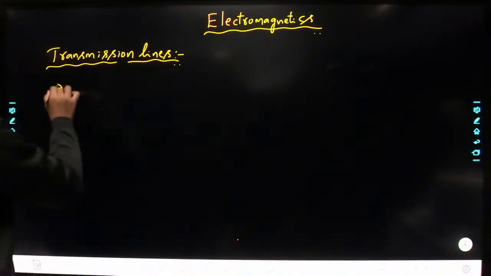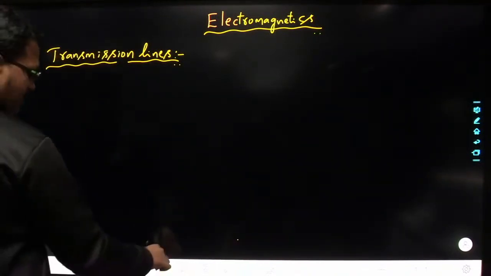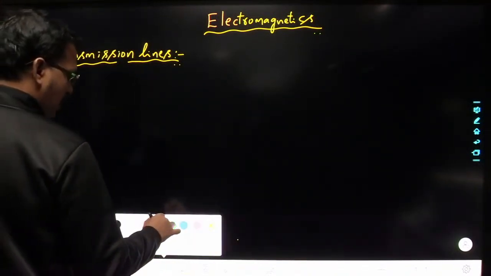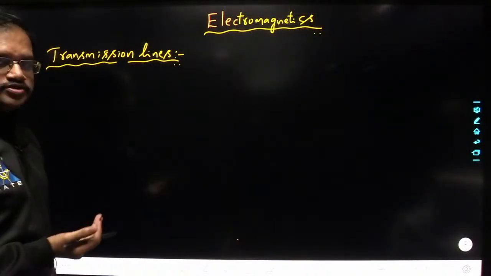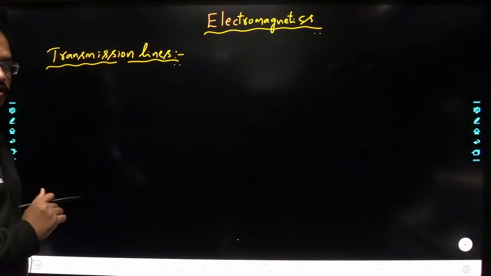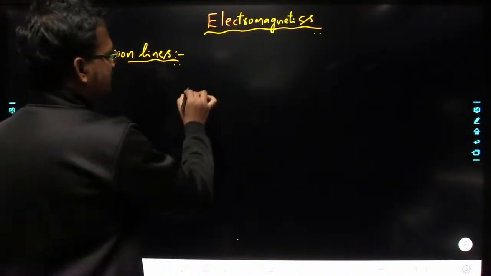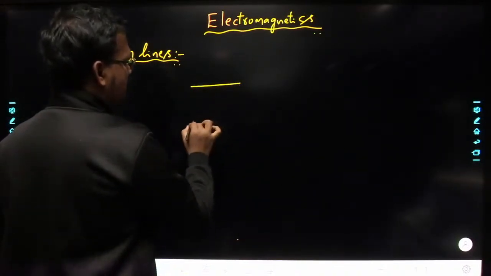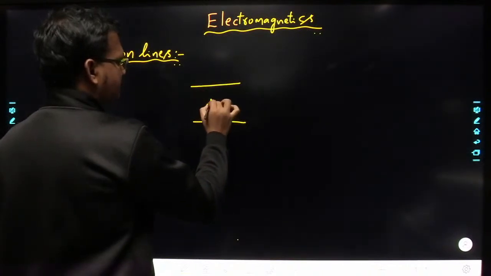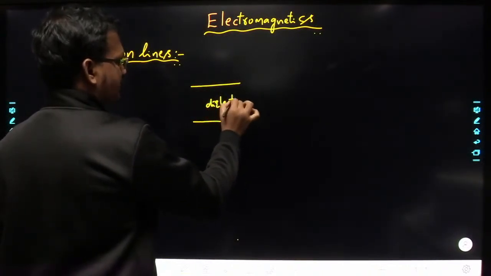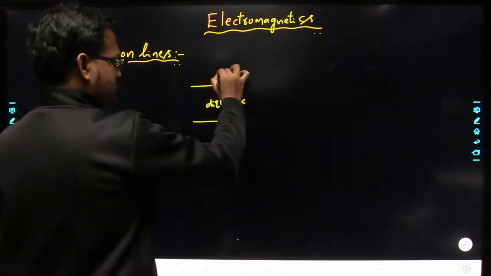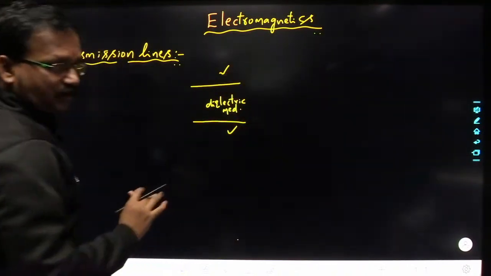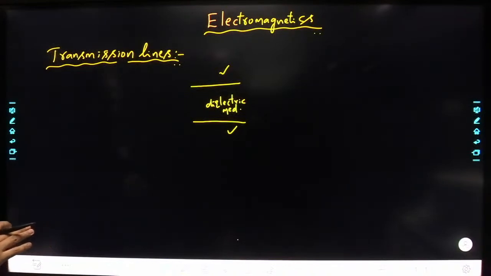Next, in transmission lines I have told that we are not going to study a particular type of transmission line. We are going to study transmission lines in general. That means we are going to consider the transmission line as two conductors separated by some dielectric medium. This is how we are going to deal with the transmission line. That's what I have told in the previous sessions, right?